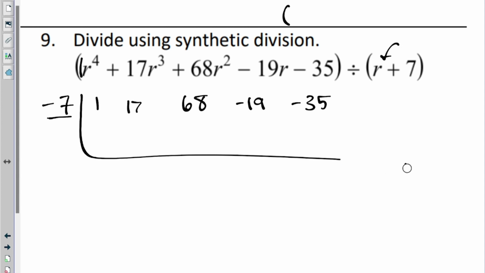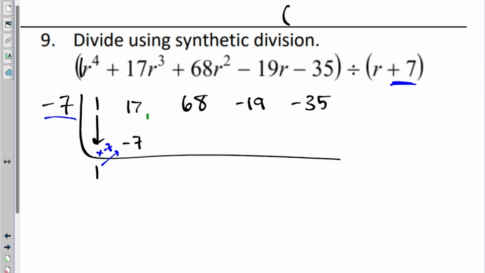Okay. And now we're set up and ready to go and do this process that we're going to do every time. And the process goes like this. First thing, you drop this number down. That goes here. All right. Then you're going to do this step a bunch of times. You're going to take this r term, the thing we're using, the opposite of this number generally. If it's like 3r, then you have to solve for r, right? It's the value of r that makes the output 0. We're going to do this number times negative 7. And that's going to go right here, times negative 7. So 1 times negative 7 is negative 7.